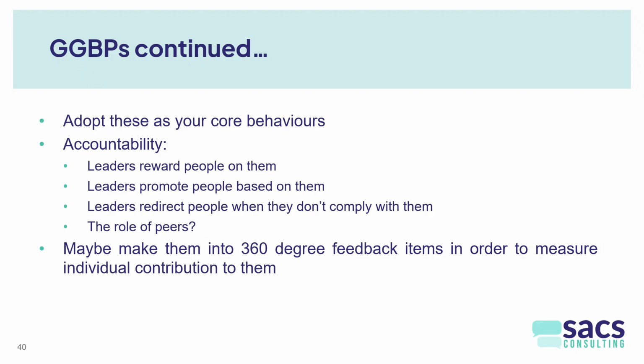So you could maybe make them into 360-degree feedback items in order to measure individual contribution to them. And SACS has done this for many organisations, where the team generates the behaviours and votes for the ones that they think are most important, and then we turn them into 360-degree feedback items. That's a really practical way of doing 360-degree feedback and very tailored to each team.